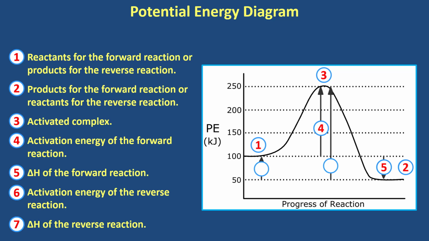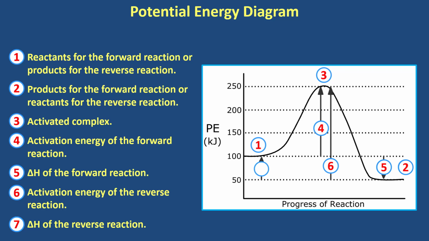Now, if we want to have the reverse reaction occur, we have to get from number 2, where the products are, or the reactants for the reverse reaction, and we have to get all the way back up to the activated complex. And in order to do that, we have to have an activation energy that's a little higher than we did before. And so that would be right here. And we've gone up a full 200 kilojoules in order to achieve that reaction, the reverse reaction.